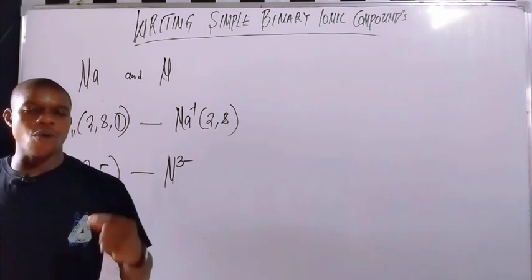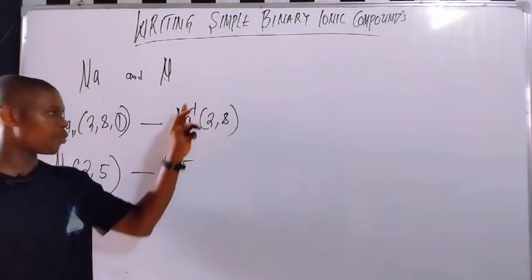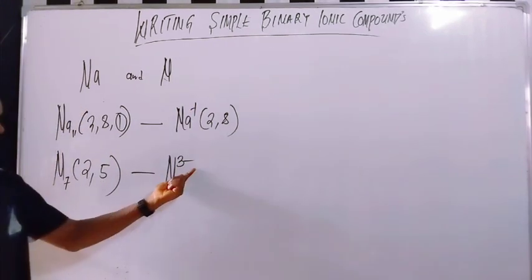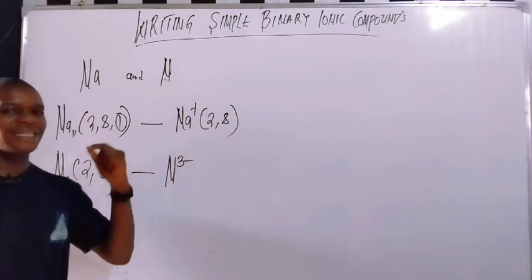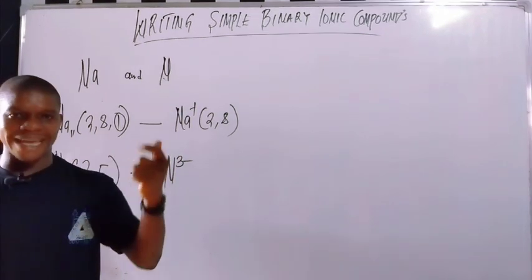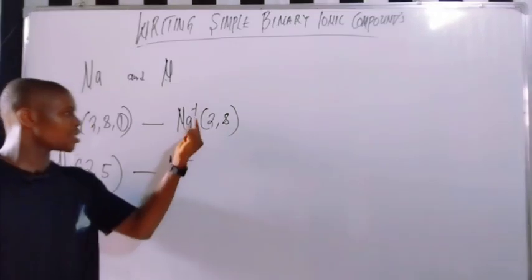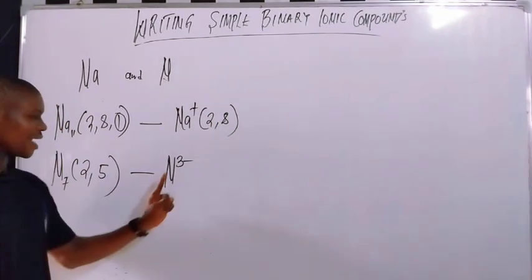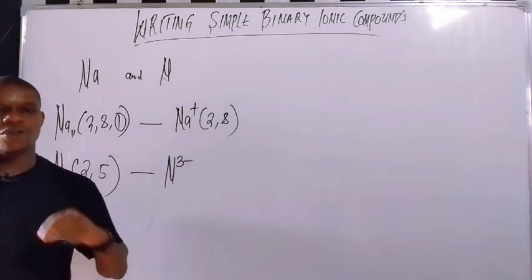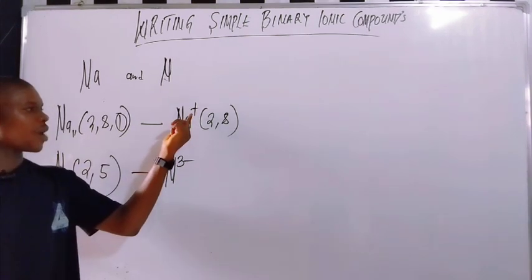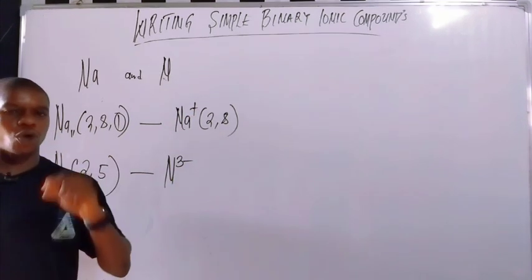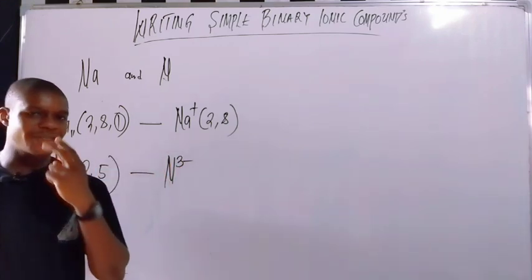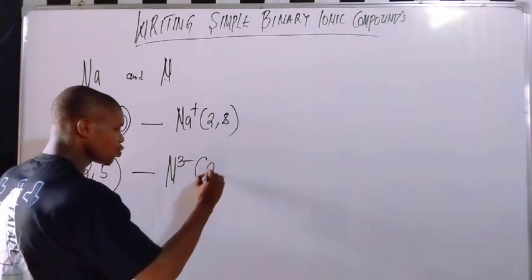So when a metal loses electrons, it becomes positive. When a non-metal gains electrons, it becomes negative. Do you understand? This is determined by the amount of electrons they gain or lose, and you put it here. The reason it's plus 1 here is because sodium has lost 1 electron. And the reason it's 3 minus here is because nitrogen has gained 3 electrons. So it's going to be 2, 8.